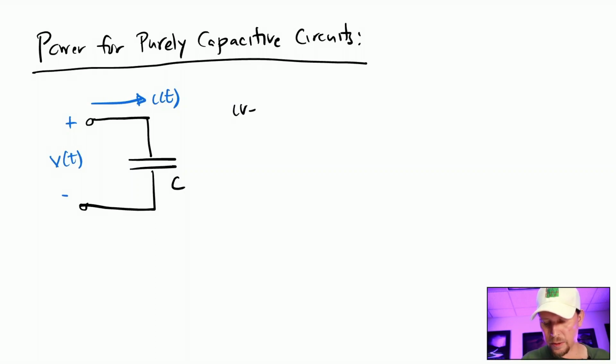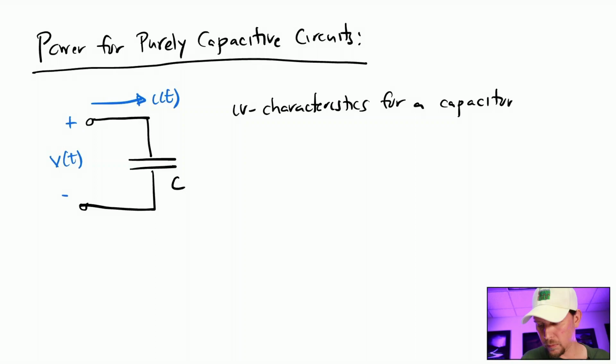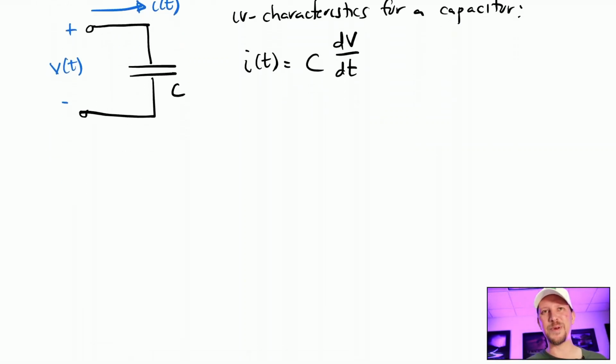We know that the IV characteristics for a capacitor are such that the current in the capacitor is equal to the capacitance times the time rate of change of the voltage. And just like what we did for the inductor, where we could draw some conclusions on the phase constant for the voltage compared to the current, we can do a similar thing for the capacitor.